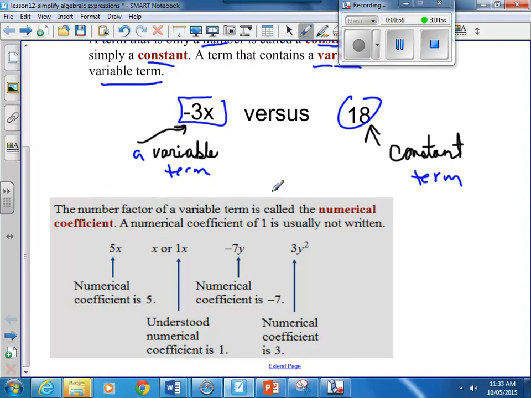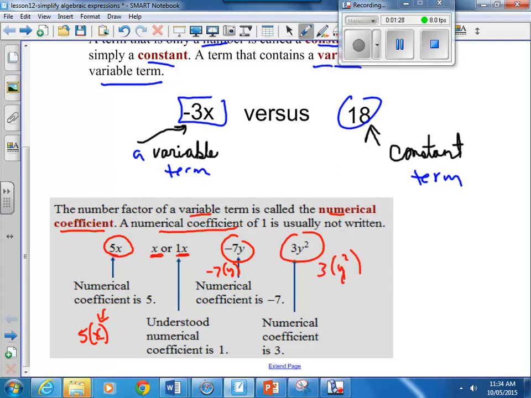The number factor of a variable term is called the numerical coefficient. A numerical coefficient of 1 is usually not written, it's inferred. So when you say x, you really mean 1x, right? When you say 5x, you really mean 5 times x. Those are connected by multiplication. 5 is the coefficient. When you say negative 7y, this really means negative 7 times y. Negative 7 is the coefficient. And when you say 3y squared, that really means 3 times y squared. 3 is the coefficient. Just practice identifying the coefficient.